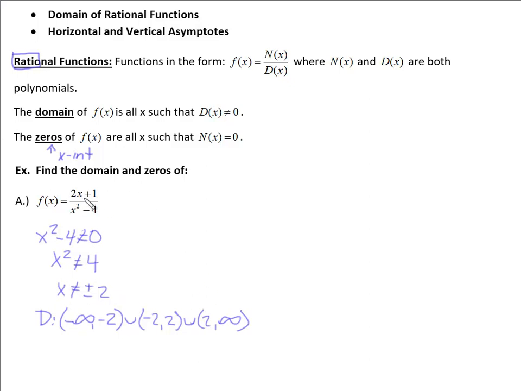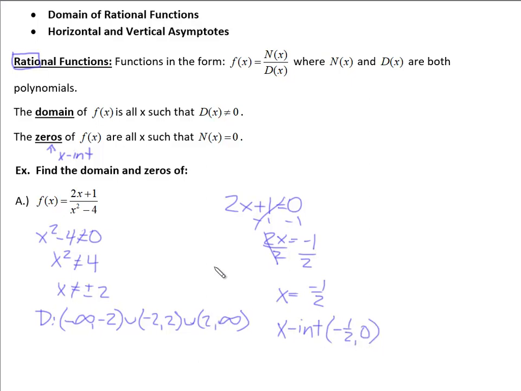All right, next, finding the zeros of our function, we want to know when the numerator equals 0. So to find our zeros, we're going to take 2x plus 1 and set it equal to 0. Subtract 1, 2x equals negative 1, and divide by 2. So we have a zero of negative 1/2, which means my x-intercept would be negative 1/2, comma 0. So there's our first example. Let's take a look at our next one.